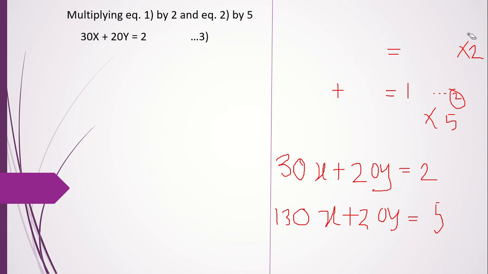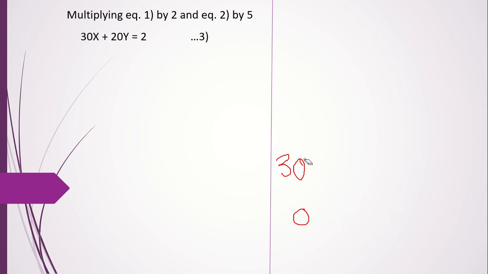If you are thorough with your methods of solving linear equations, students, how we equate the coefficients, etc., you will not find this difficult. Okay, so here we got 30x plus 20y is equal to 2, and then multiplying equation number 2 by 5, 130x plus 20y is equal to 4. Just now I showed you at the side how these two equations came, multiplying 1 by 2 and 2 by 5. Okay, and why have we done that? To equate the coefficients. You see the coefficient of y has been equated now. It has become 20y, 20y. So this 20, 20 can get cancelled.